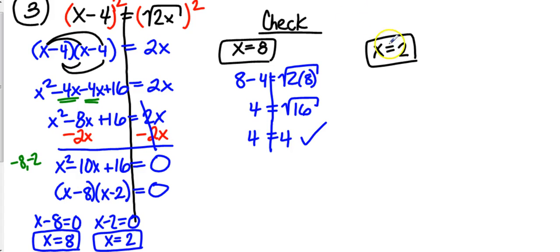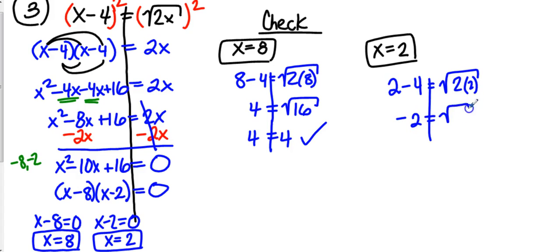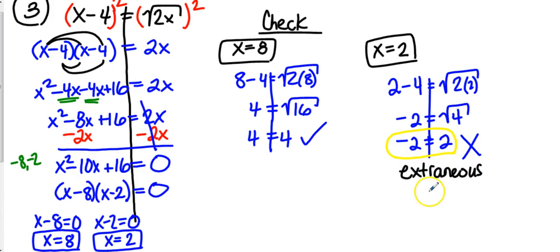So I will have 2 minus 4 equals the square root of 2 times 2. 2 minus 4 is a negative 2. This is square root of 4. Uh-oh. Square root of 4 is 2. That is false. When it comes out false like this, some of you may have heard of it, some of you may have not. That is called an extraneous solution, because it came out false.